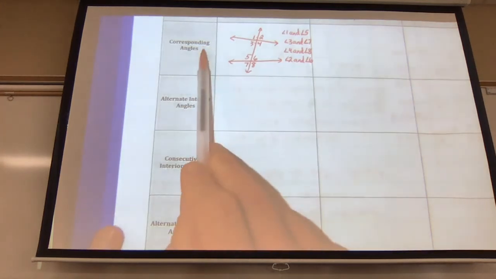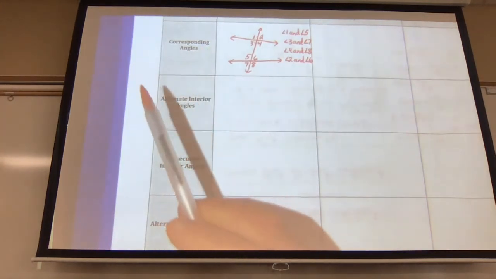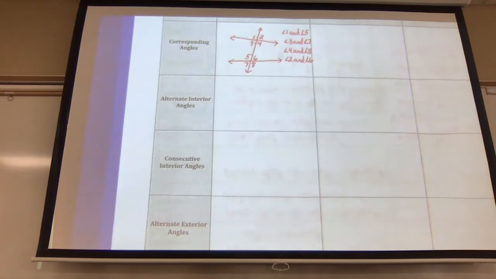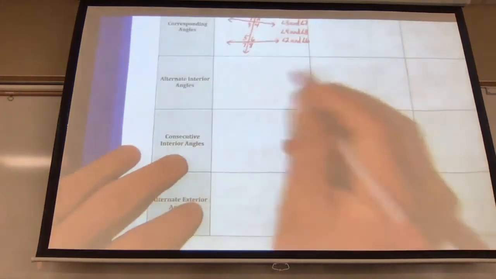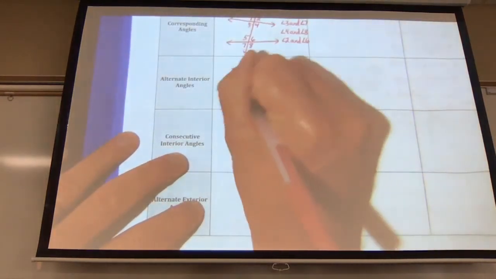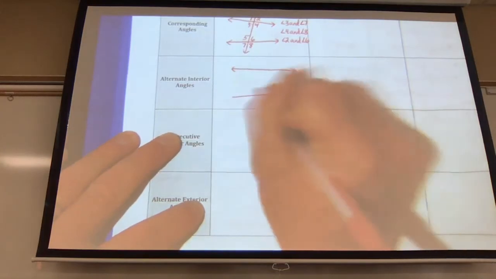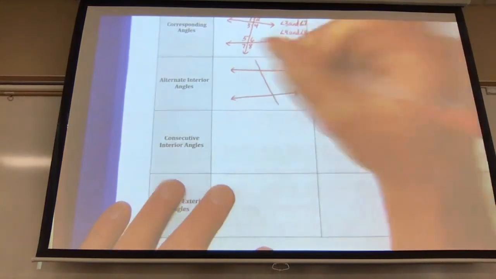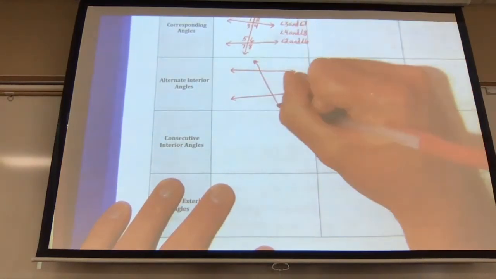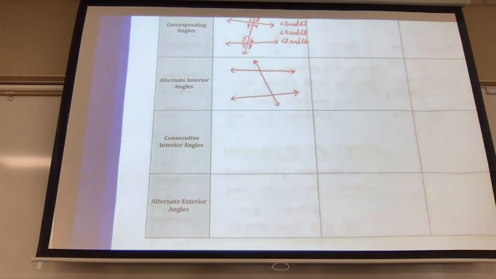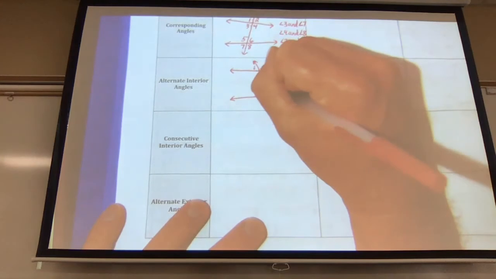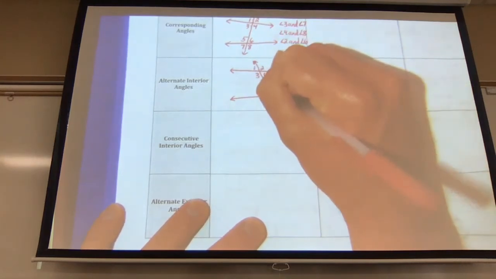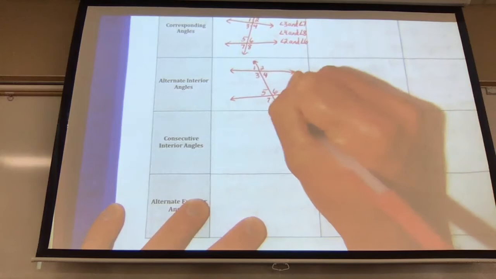So when you think of corresponding angles, you can just think that they hold the same position on your transversal. That makes them corresponding. All right, let's go to alternate interior. This time I'm going to draw my transversal coming at it the other direction. And we'll just go ahead and number the angles the same way. 1, 2, 3, 4, 5, 6, 7, and 8.